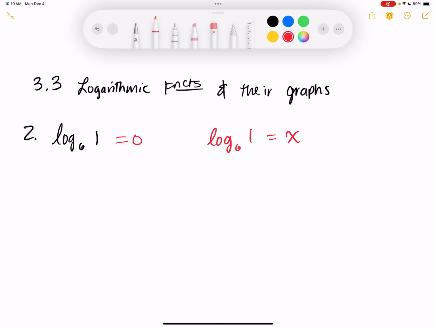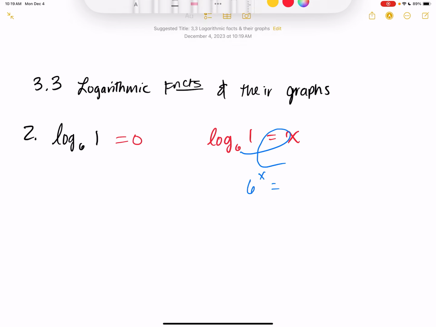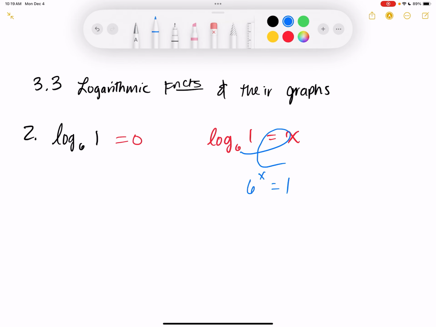I have a log. I need exponential to solve it. And so we would say 6 raised to the x is equal to 1. And so what power do I raise anything to give me 1? 0. And so we could then say x is equal to 0. So if you forget the property, this method will work. But when you have a property, we don't even need to use that method to solve it.